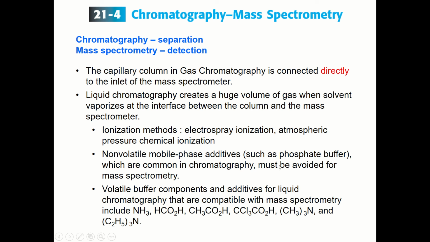Phosphate buffer is one of the most widely used buffers in chemistry, but it is not adequate for mass spectrometry. But other buffer components, like ammonia, formic acid and acetic acid, trichloroacetic acid, and amines, are quite volatile at high temperature. Okay, they can be introduced to mass spectrometry.